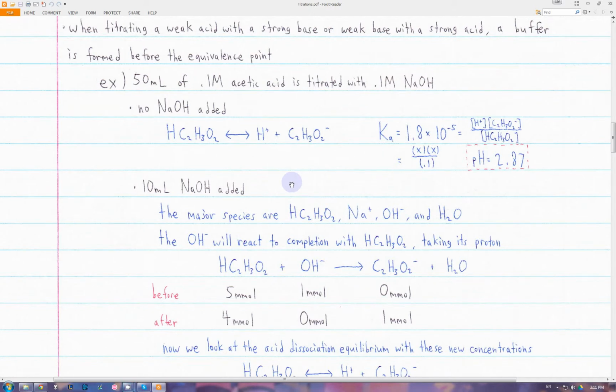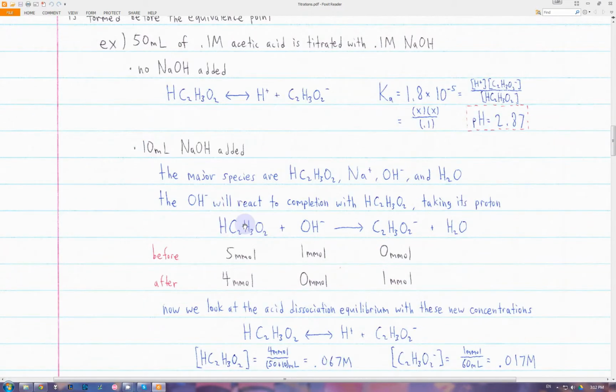So for titrating a weak acid with a strong base, or a weak base with a strong acid, the general idea is the same as a strong titration, but the calculations are a little more complicated. So say we have 50 milliliters of 0.1 molar acetic acid being titrated with 0.1 molar sodium hydroxide. To find the initial pH, that's just a regular weak acid problem. We write the dissociation equilibrium, do the ICE chart, solve for x, and then get the pH.